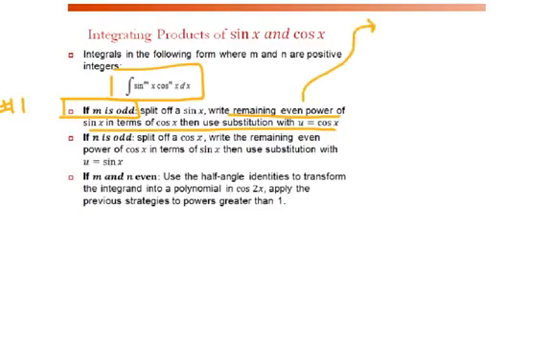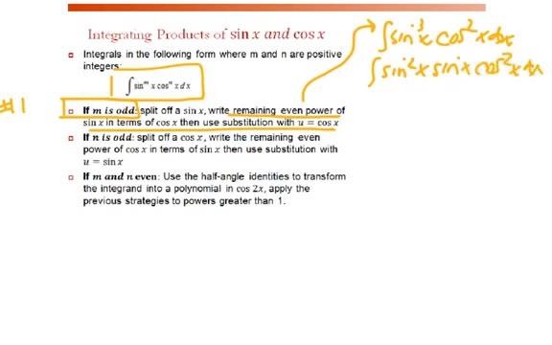So for instance, if you had the integral of sine cubed x cosine squared x dx, again split off one of these sines and you're left with sine squared x, sine x, cosine squared x. And replace the even power of sine squared with the Pythagorean identity, and you get 1 minus cosine squared x, sine x, and cosine squared x dx.